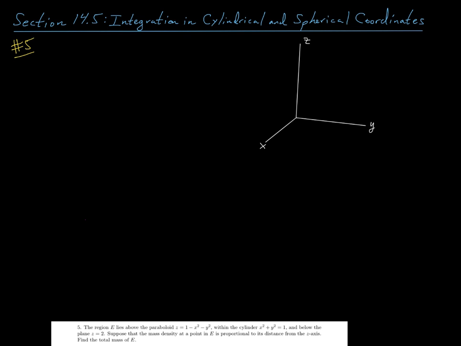Okay, question 5 says the region E lies above the paraboloid z equals 1 minus x squared minus y squared, within the cylinder x squared plus y squared equals 1, and below the plane z equals 2. Suppose that the mass density at a point in E is proportional to its distance from the z-axis. Find the total mass of E.